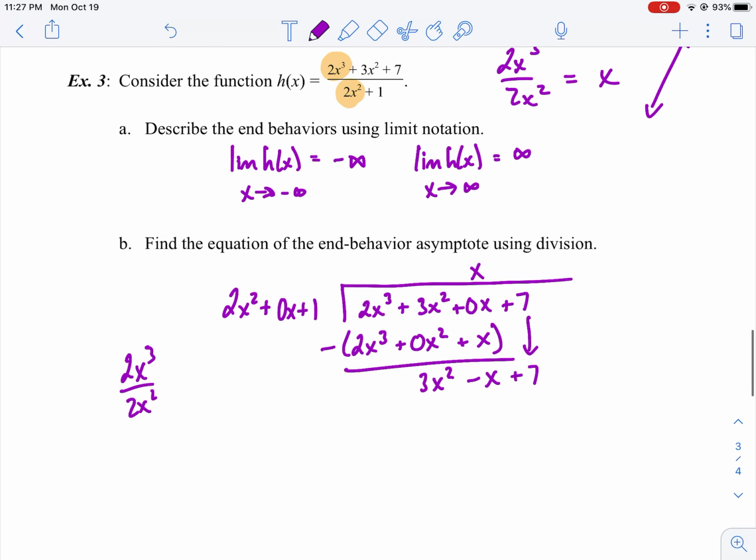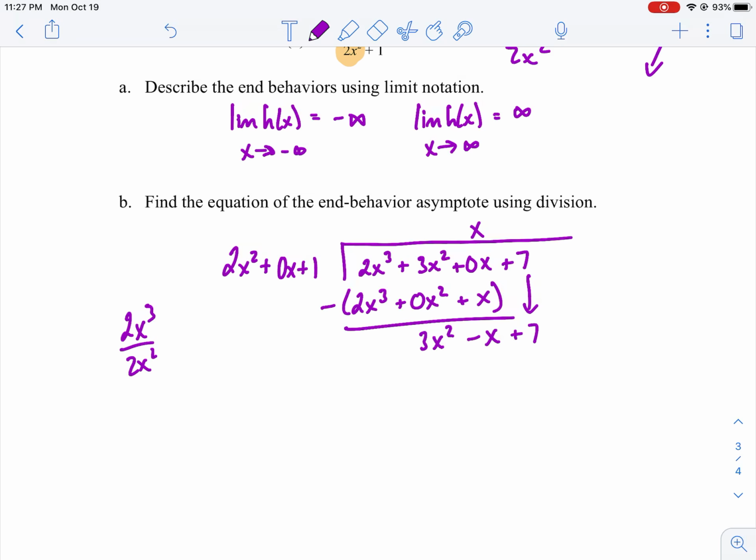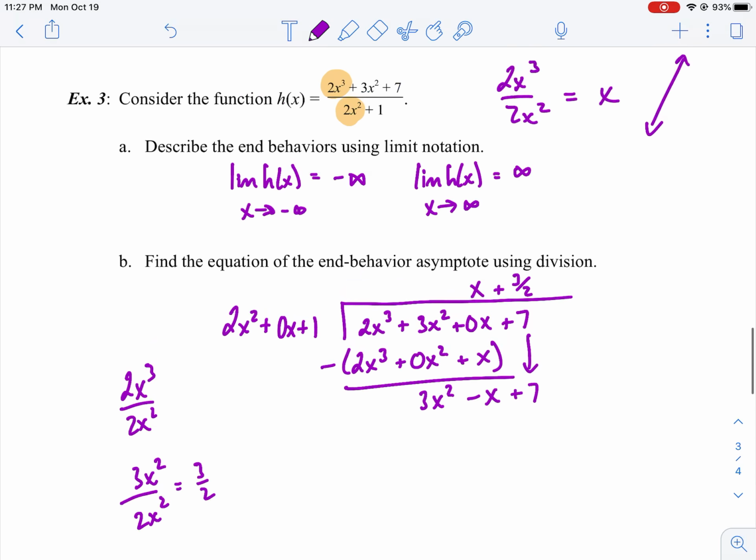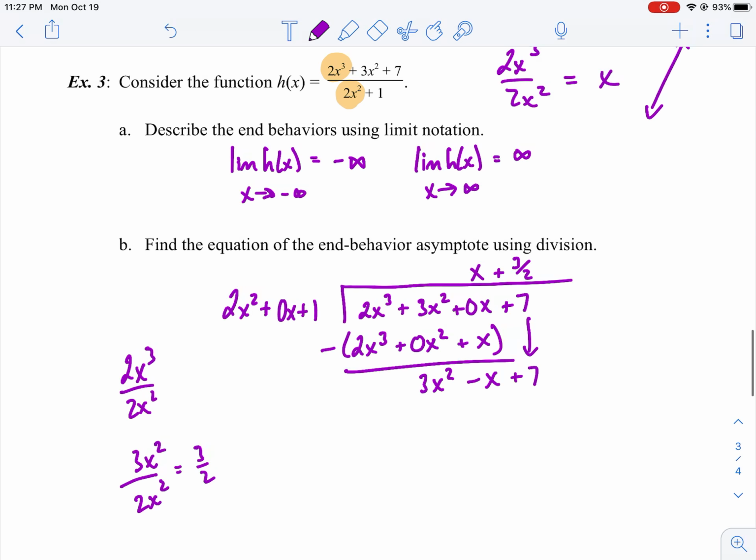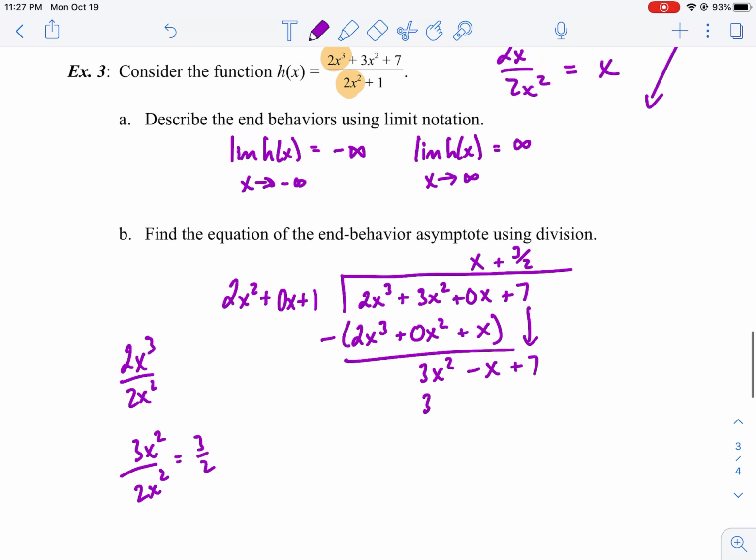So 2x squared goes into 3x squared. So 3x squared over 2x squared would be 3 halves. Okay, fair enough. So 3 halves. And then 3 halves times 2 would be 3x squared. And then 3 halves times 0 would be 0. And then 3 halves times 1 would be 3 halves.